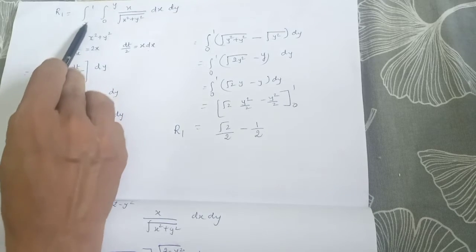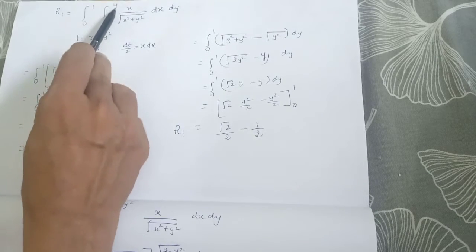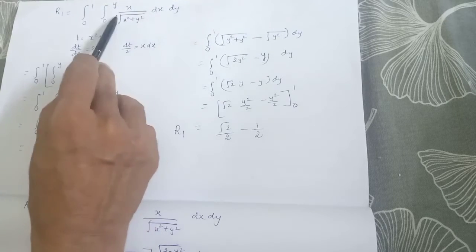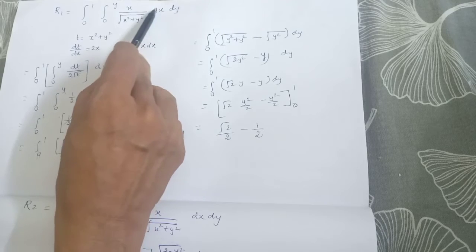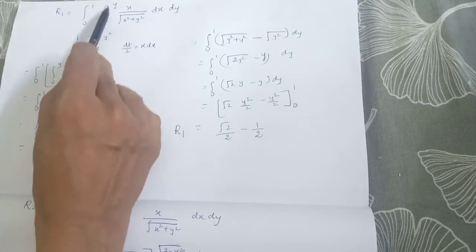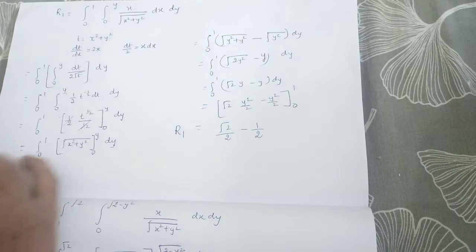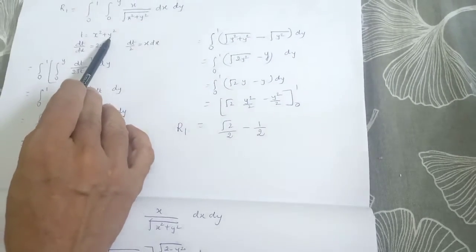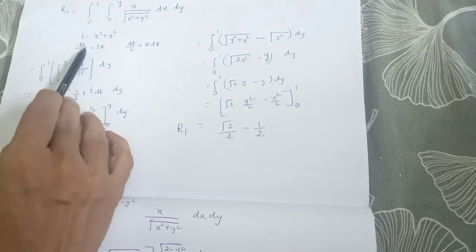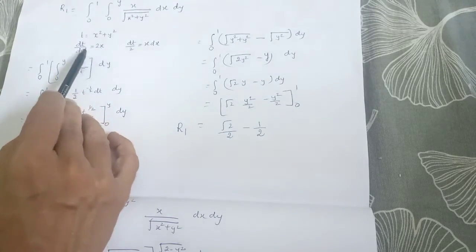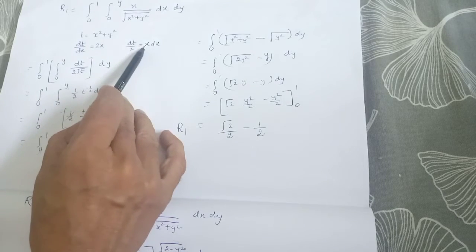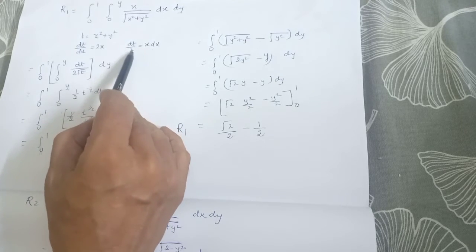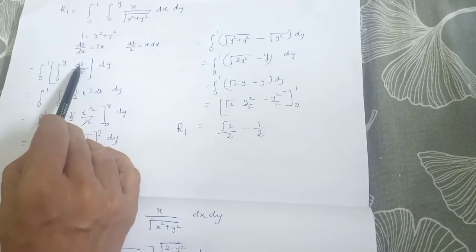R1 is equal to the integral from 0 to 1, integral from 0 to y of x by root of (x square plus y square) dx dy. Put t is equal to x square plus y square. Differentiate t with respect to x: dt by dx equal to 2x, so dt by 2 is equal to x dx. Now we put x dx is equal to dt by 2.